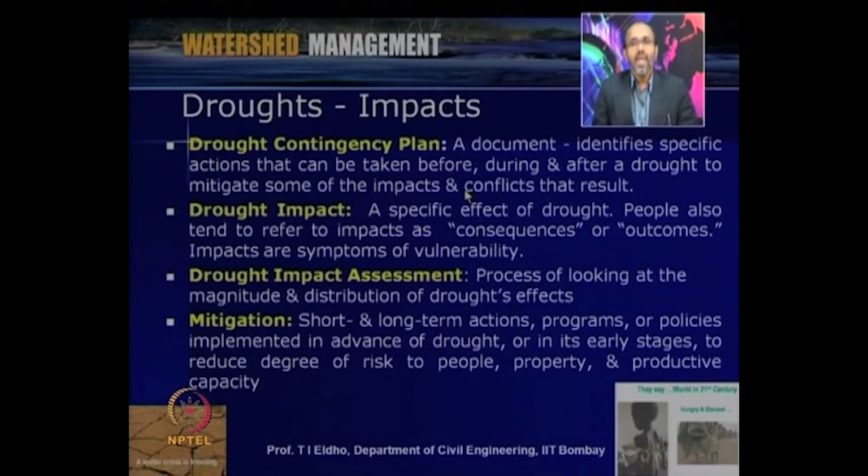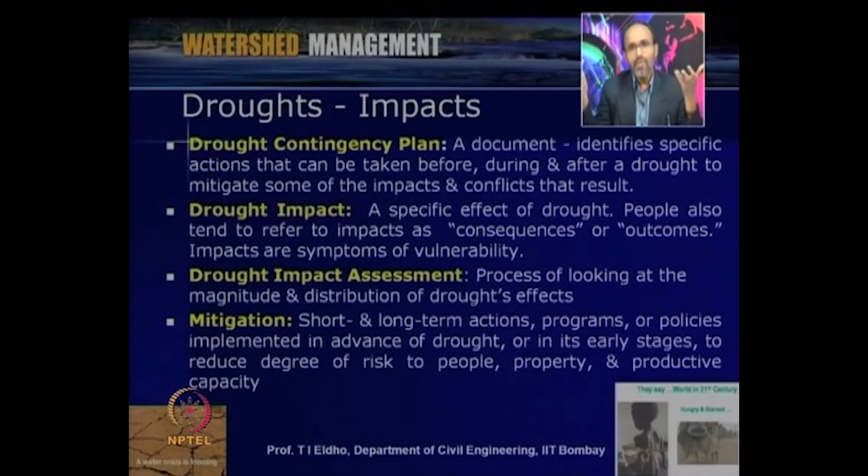As we discussed, impacts are there on the economy, agriculture, and the total ecological system. So, when we prepare contingency plans, we should have plans to deal with the situation before the drought takes place, during the drought, and after the drought.